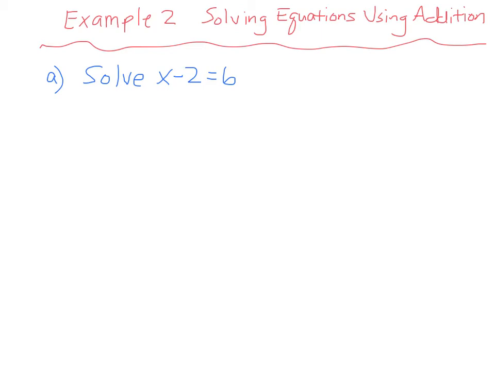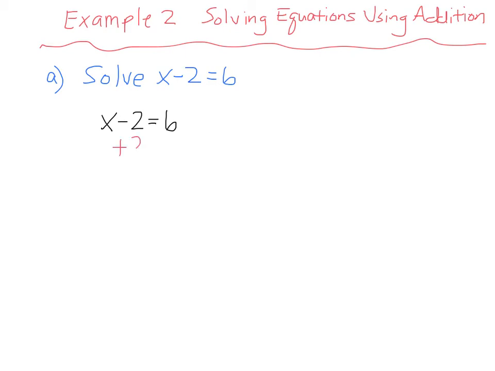So my directions say solve x minus 2 equals 6. So what you're going to do is write out your equation. So I have x minus 2 equals 6. Then I'm going to use the addition property of equality, because what I want to do is get x all by itself. So I'm going to add, sorry, let me just put this in a different color to help you.